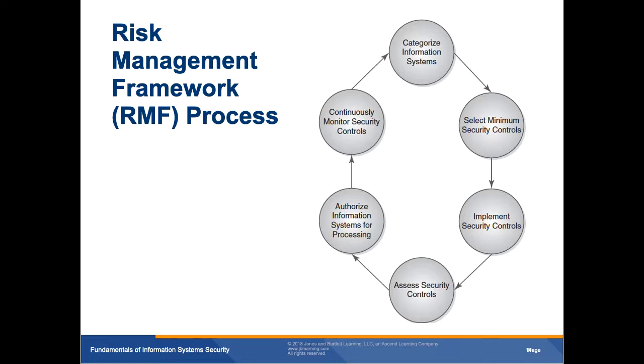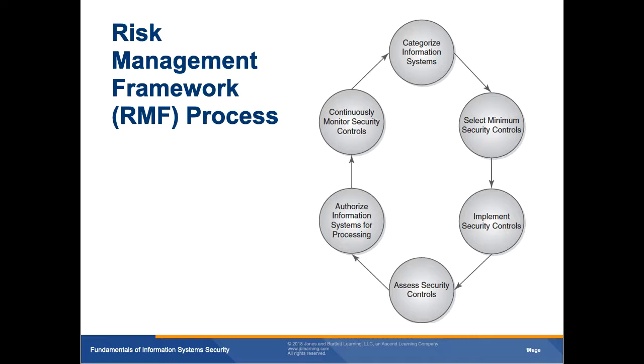Risk Management Framework. NIST recommends using a risk management framework approach for FISMA compliance. The NIST risk management framework outlines six steps to protect federal IT systems. The steps are: categorize information systems. The agency must first sort its IT systems based on risk. Select the minimum security controls. An agency must select controls for its IT systems based on their risk category.